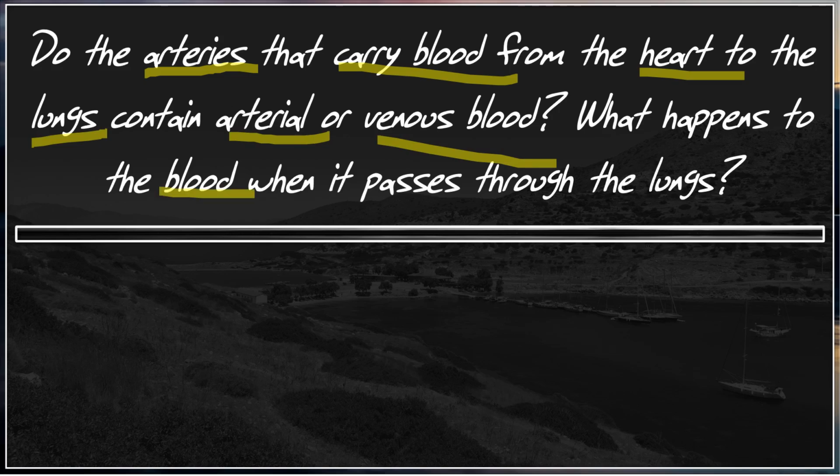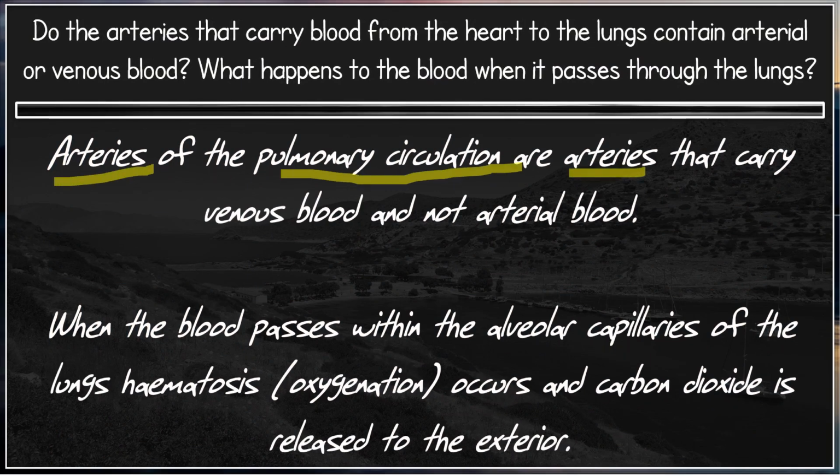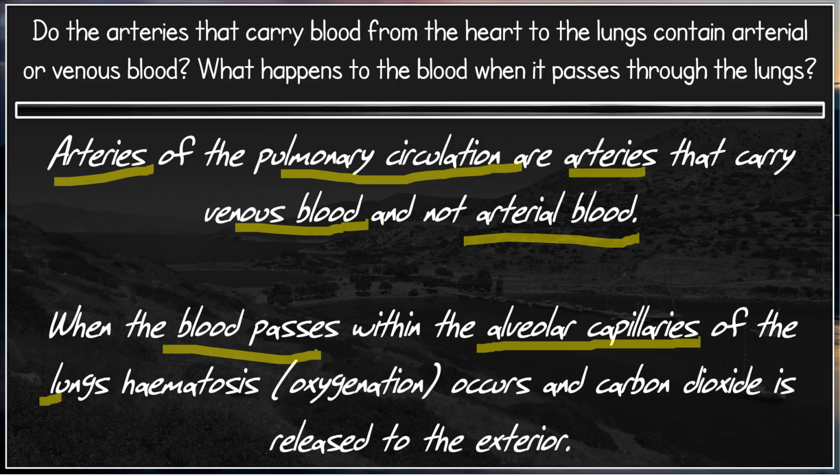What happens to the blood when it passes through the lungs? Arteries of the pulmonary circulation are arteries that carry venous blood and non-arterial blood. When blood passes through the alveolar capillaries of the lungs, hematosis, that is oxygenation, occurs, and carbon dioxide is released to the exterior.